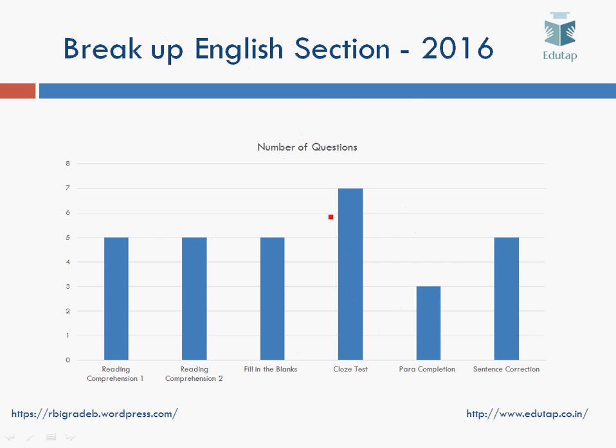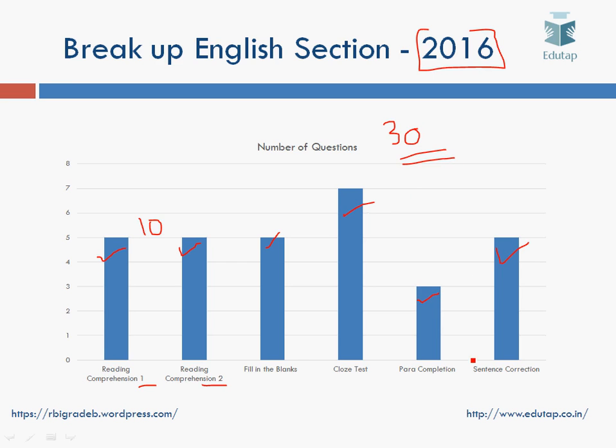So let us come now to the English section. This is the breakup of the English section for the examination conducted last year, that is in 2016. As discussed in the previous slide, there are a total of 30 questions for English, and last year 5 questions were asked on reading comprehension 1, 5 questions again on reading comprehension 2, so a total of 10 questions were asked from reading comprehension alone. 5 questions were asked from fill in the blanks. There were 7 questions on Cloze Test, 3 questions on para completion, and again 5 questions on sentence correction. So the total number of questions comes out to be 30.